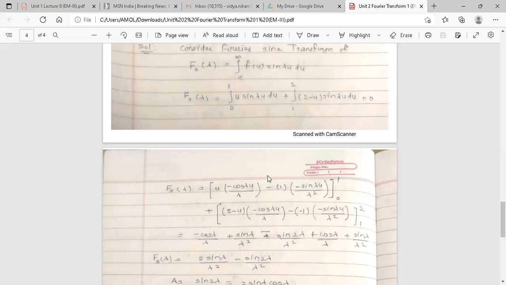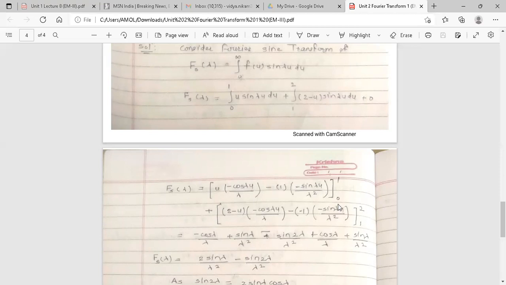Now put the limits for the first and second term. In the first term the upper limit is 1 and the variable is u, so you replace u by 1. So we get 1 times minus cos(lambda) upon lambda, minus minus, plus sin(lambda) upon lambda squared. The lower limit is 0, so put u equal to 0. The first term is 0, and there is again a minus sign for the lower limit. Sin 0 is 0, so the second term is 0.